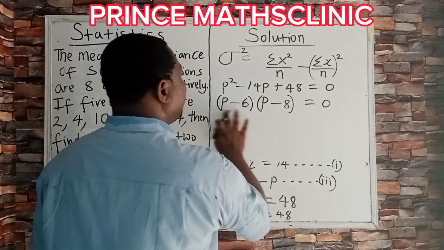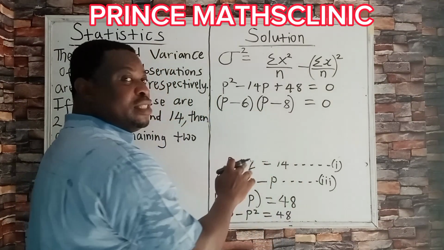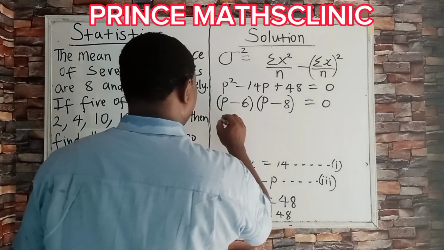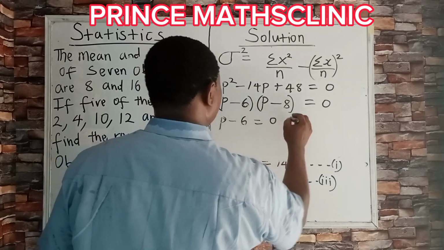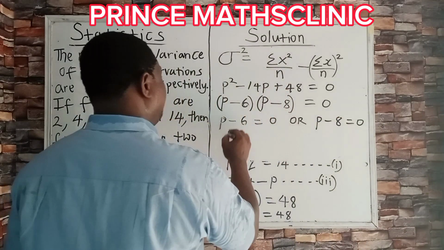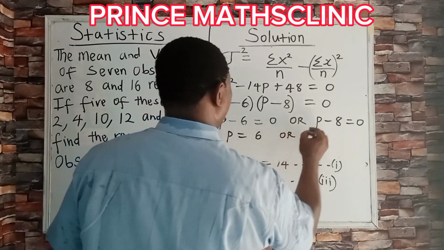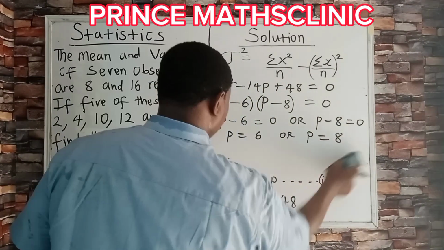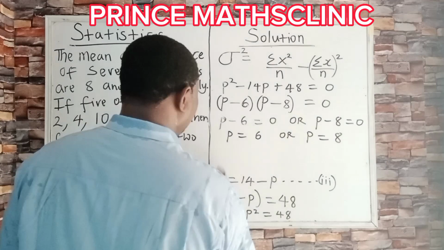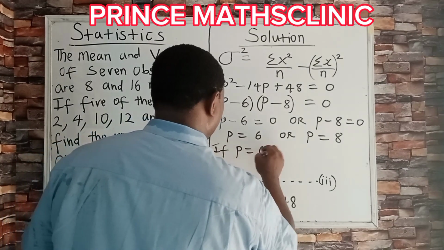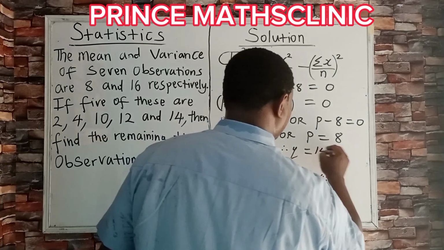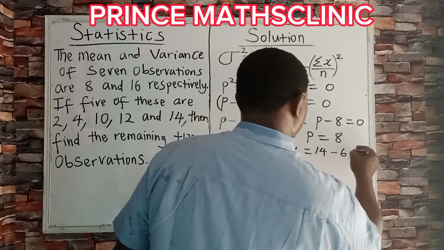Therefore, since these are products equating to 0, it means any of these is equal to 0. So p minus 6 is equal to 0, or p minus 8 is equal to 0. So from here, p is equal to 6, or p is equal to 8. Remember our equation 3. I told you that we will need it to obtain our value for q. Then if p is equal to 6, therefore q will now be 14 minus p, which is 14 minus 6, which will give us 8.